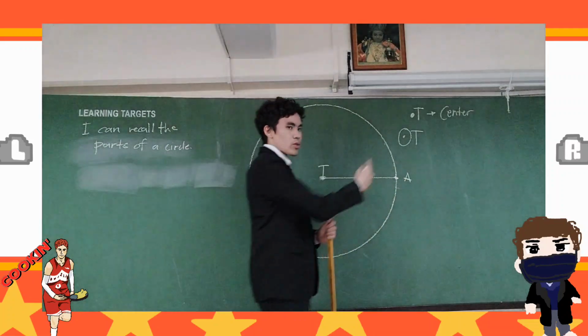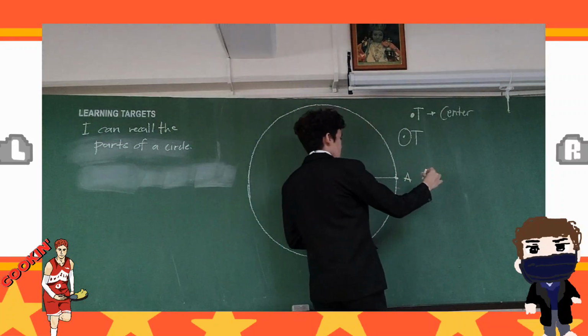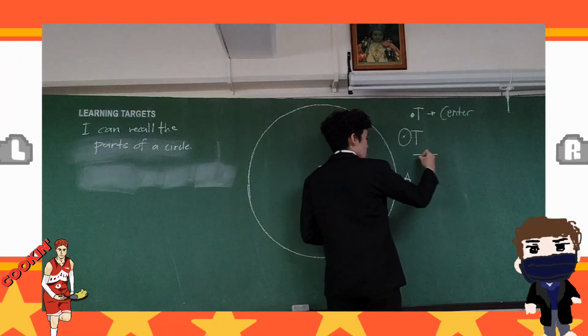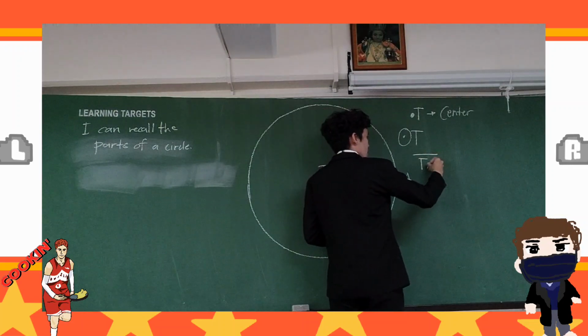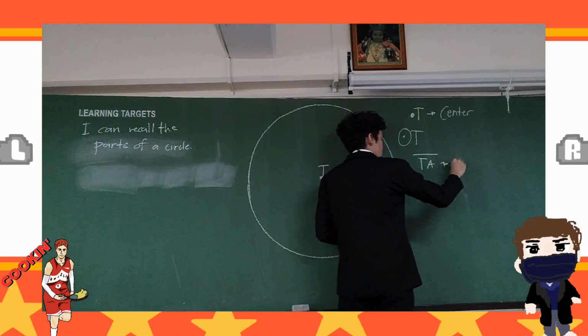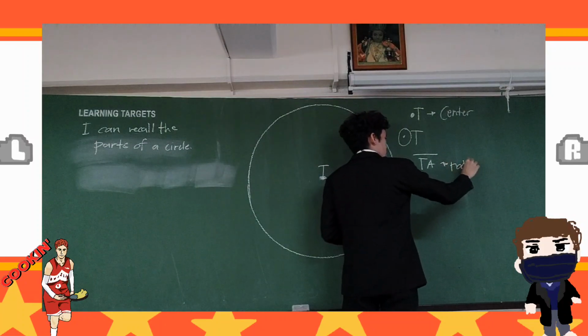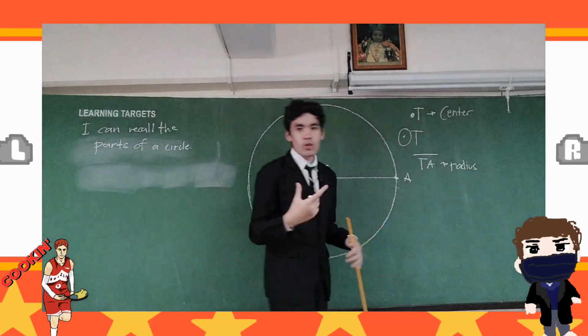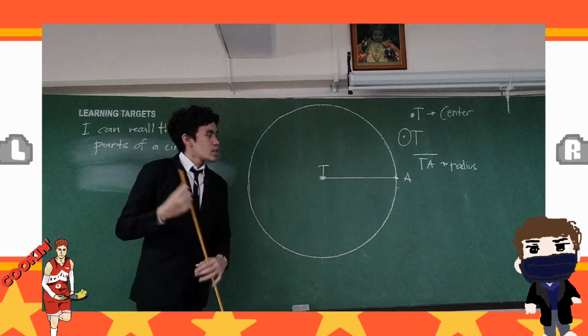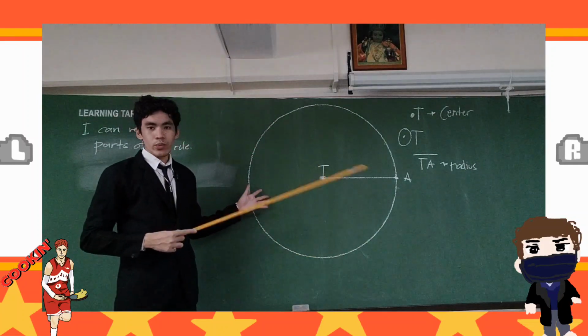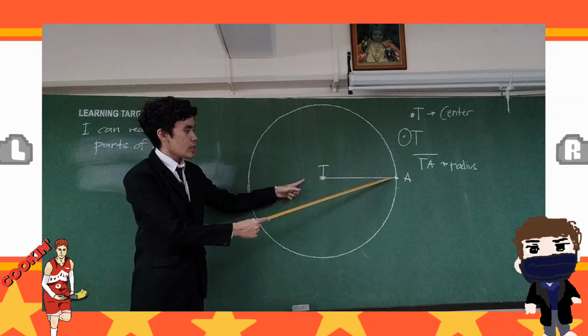So we can take note here on the side of the board that we have in this given segment TA as our radius. This is our part of the circle. Next, now that we have the radius all dealt with, we have here TA.